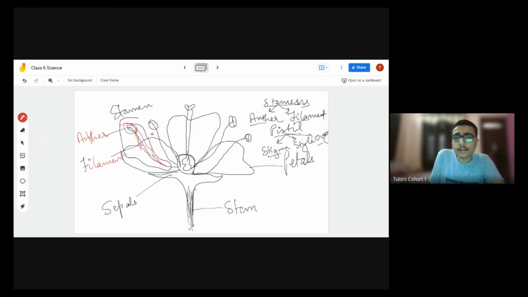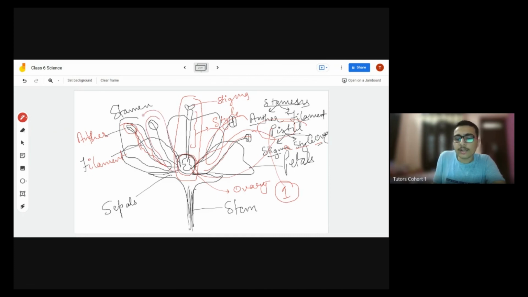Then if I talk about the pistil, it has three other parts: stigma, style and ovary. Stigma, style, ovary, and this is your pistil. This part is known as stigma. This tube-like structure is known as style, and this bottommost, ball-like structure is known as ovary. As you can see, there is only one pistil in this flower, and there are many stamens. This is one stamen, this is one stamen, this is one stamen. Just a moment, I'll change my screen and show you a better diagram.